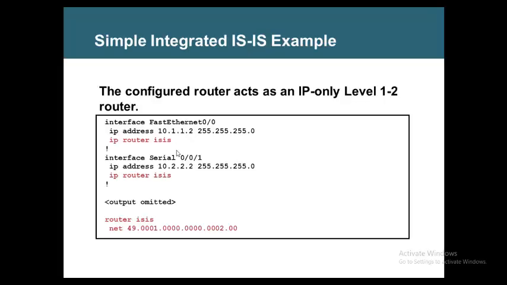See, we begin from here, router ISIS. You see, there is no process ID. It's an optional one. Net 49 is private. This is area 1. And then 0, 0, 0, 0, 0, 0, up to this. The 6 bytes are the system ID. This is the N-selector. After this, you go to the interfaces where you want to run ISIS and call it by typing ip router isis.